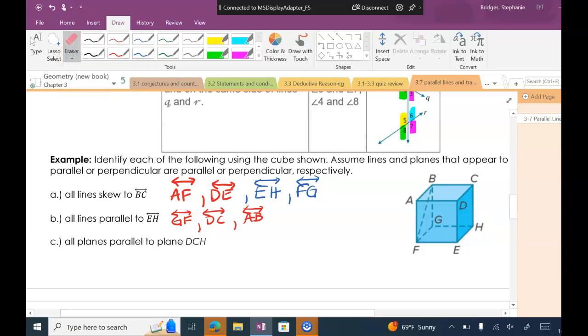All right, and then we're going to name all planes that are parallel to plane DCH. So I'm going to color that in. Here's DCH, that side of the cube. How many planes are going to be parallel to that? Just one. Pick any of the three letters on that plane. AGB, okay. You could have any combination of A, B, G, and F. You only need three letters to name a plane.